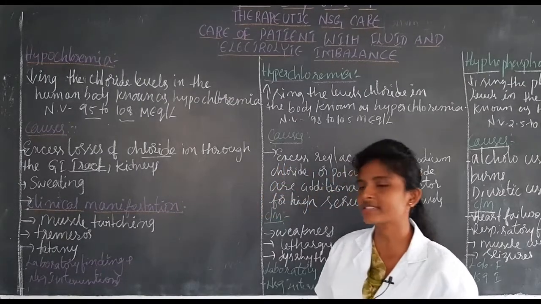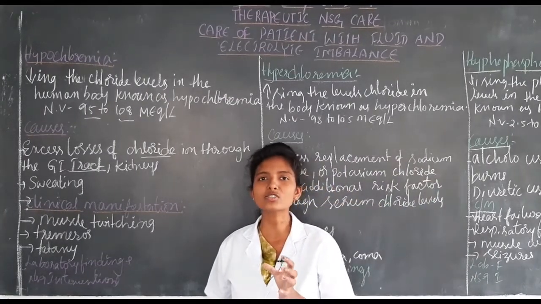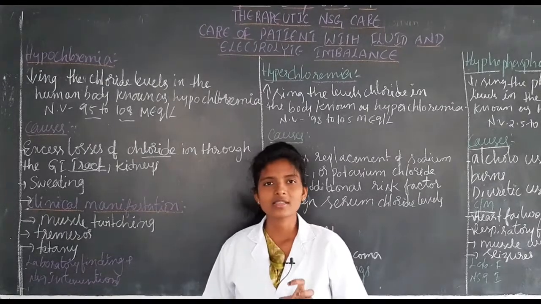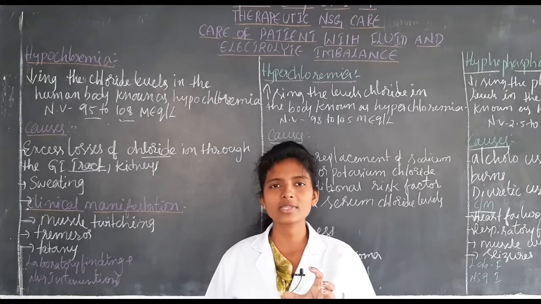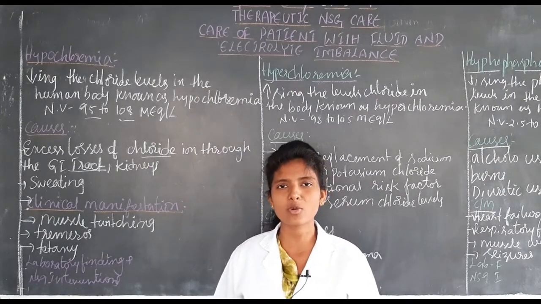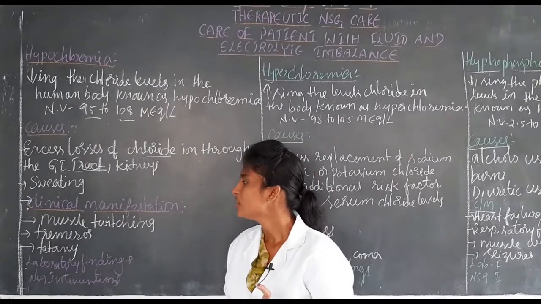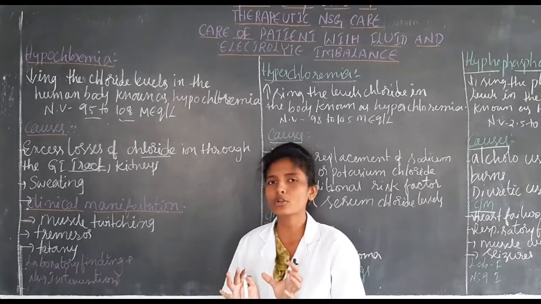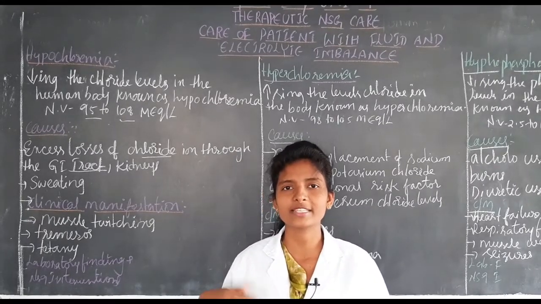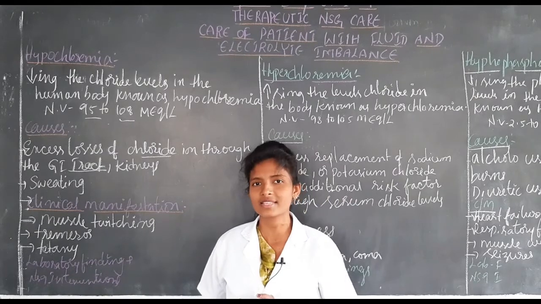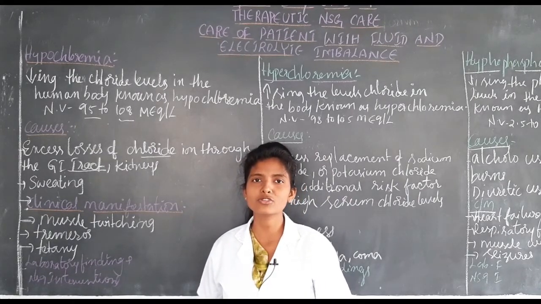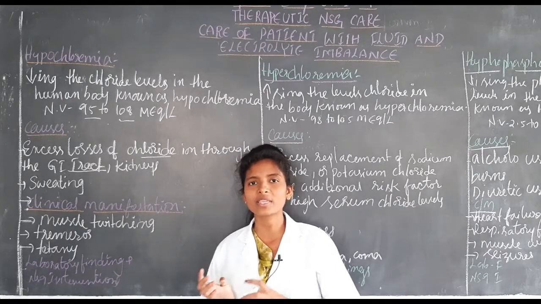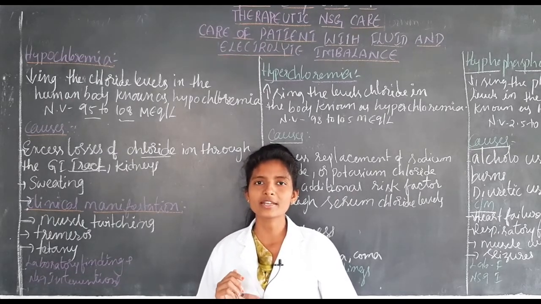The first is muscle twitching. So there is a presence of muscle twitching. And next is tremors. Tremors means shaking. So there is a presence of tremors in the body, and tetany also. These are the clinical manifestations that may be present in the hypochloremia condition of the patient. And there is weakness and restlessness. Next, there is nausea and vomiting. So these are the clinical manifestations we can see in hypochloremia.